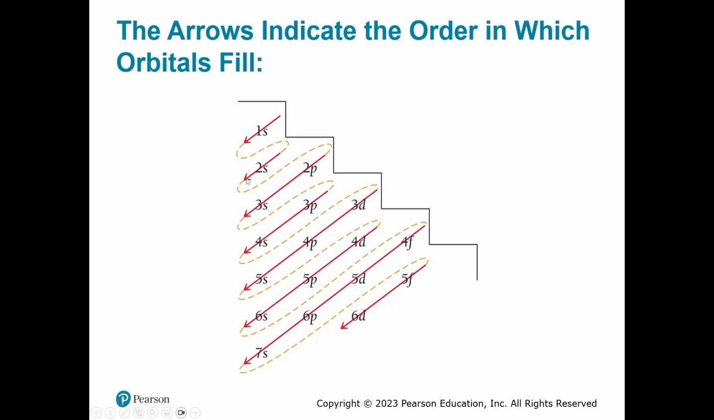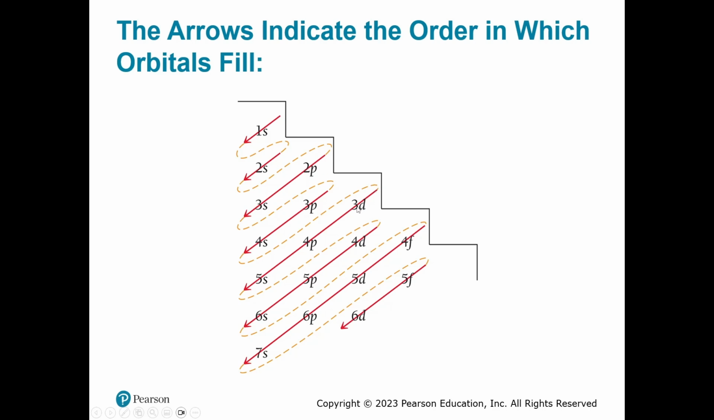You can serpentine back through the particular energy levels. I don't like this diagram because I always screw it up when I draw it. The important thing to remember is at every new principal energy level, we're introducing a new orbital. So at the first principal energy level, we introduce the s orbital. At the second principal energy level, we still have the s orbital, but now we introduce the p orbital.